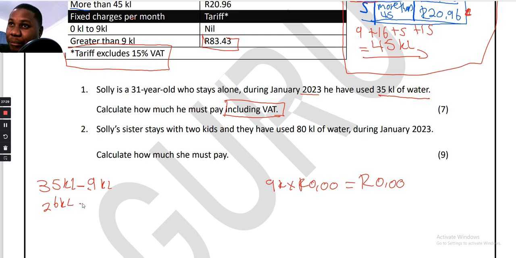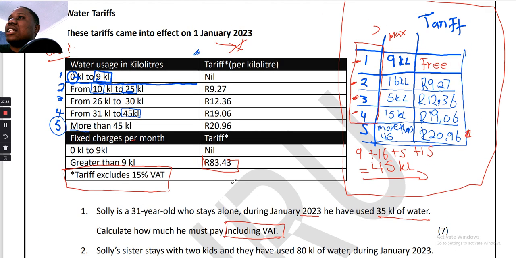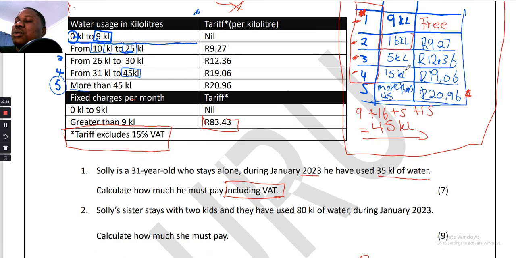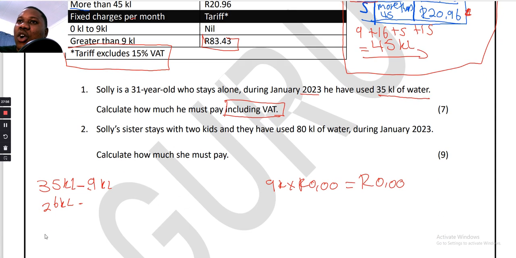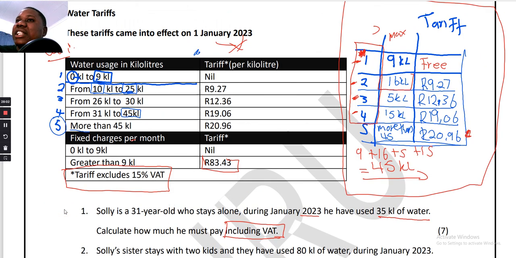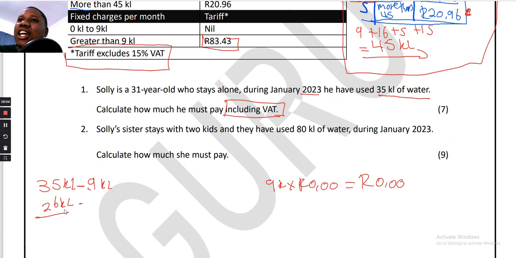Okay. Then what has happened? We have now depleted block number 1. We can no longer come to this block and utilize it. So we immediately move to block number 2. Block number 2 can accommodate a maximum of 16 kiloliters. Now our question is, how many kiloliters are we left with to charge? We are left with 26 kiloliters of water that we must charge. Now the question is, can 26 fit into 16?